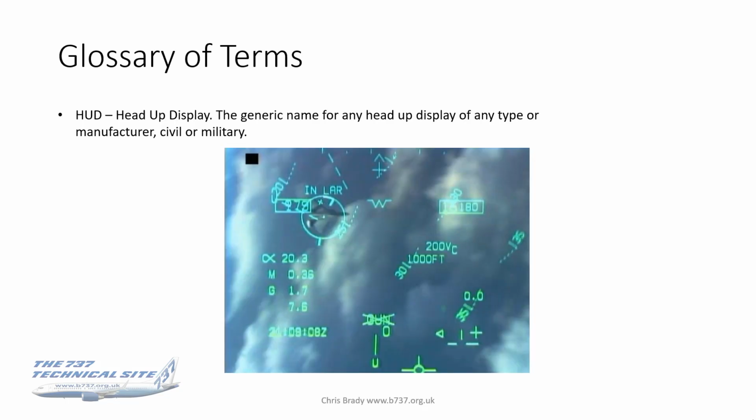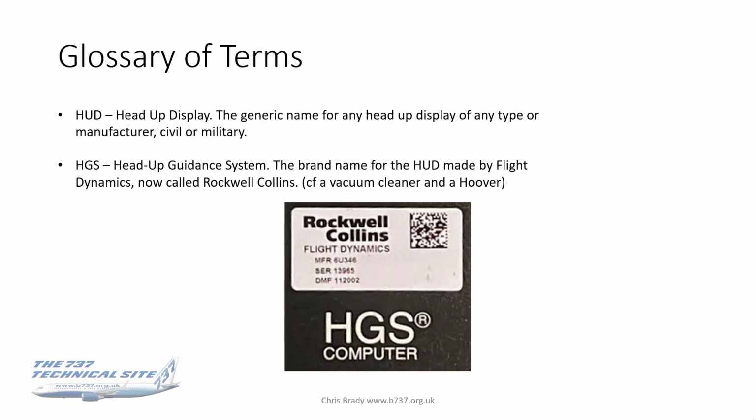All right, so a word about terminology. I'll get this out of the way now, because it can be a little bit confusing. Head-up display is the generic name for any head-up display, of any type or manufacturer, civil or military. So the general name for this system is head-up display, whether you're in your F-16 or your 737 or your World War II fighter aircraft. They are all head-up displays. That's the overarching name. Now within that, you've got subsets.